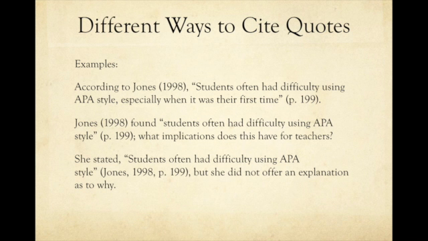The second example is Jones, 1998, found students often have difficulty using APA style, page number, and what implications does this have for teachers? And finally, she stated, students often have difficulty with APA style, Jones, 1998, page 199, but she did not offer an explanation as to why. So you can see there's 3 different ways.